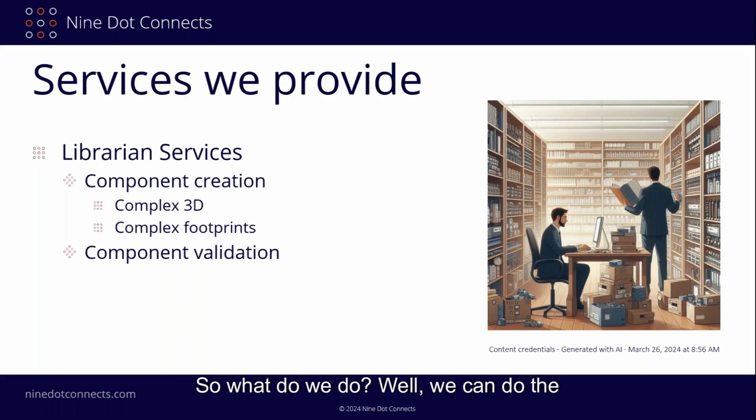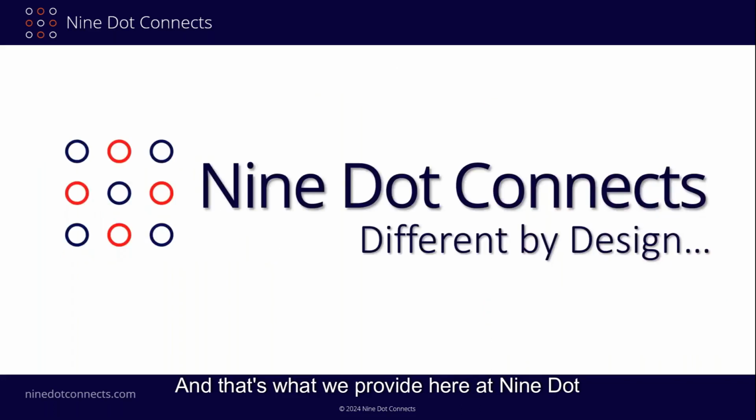So what do we do? Well, we can do the complex 3D. You saw an example of that in the slide, along with some complex footprints. We also have a couple of those posted up on our website. If you ever want to look for it, we have a title called Ugly Components. It is to show some things that we've done in the past because there are some ugly components out there. And then also component validation as well. And what we mean by that is that if we create a component, we expect the customer to validate it. And if the customer creates a component, we will validate it for them. So we want to make sure that everything that's being put in there is trustworthy. And that's what we provide here at 9.Connects.